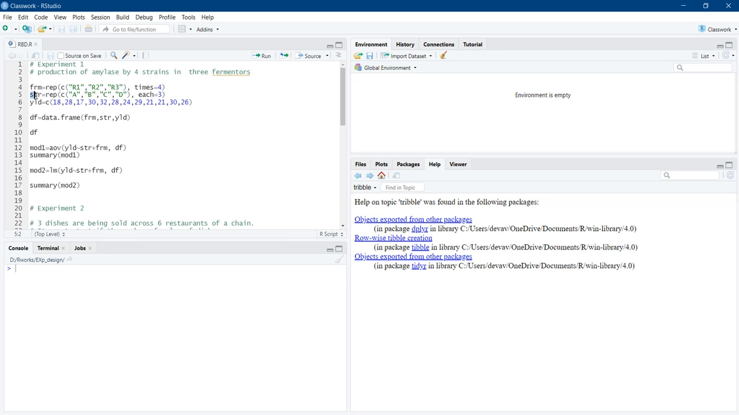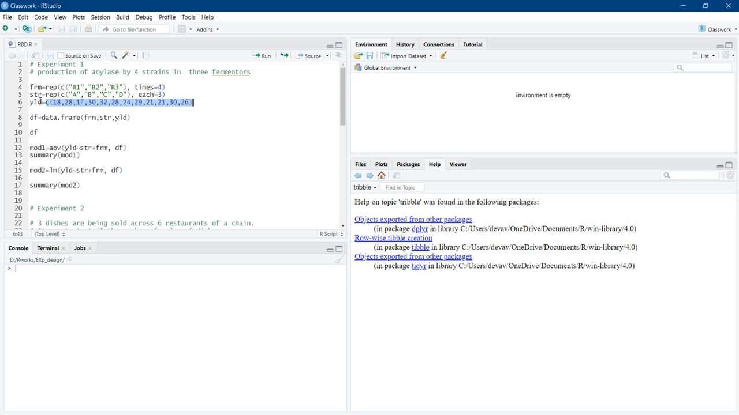Then strain is there, we have 4 strains, each strain shall be there for each fermenter. Therefore, these 4 strains will each be replicated 3 times. Then this is the result obtained after carrying out the randomized complete block experiment.